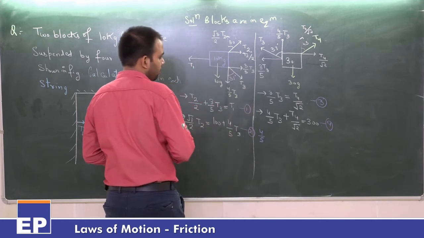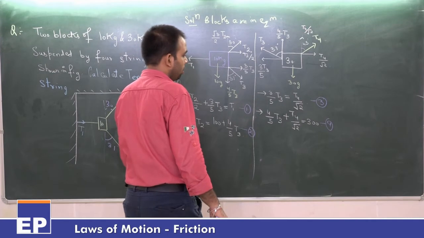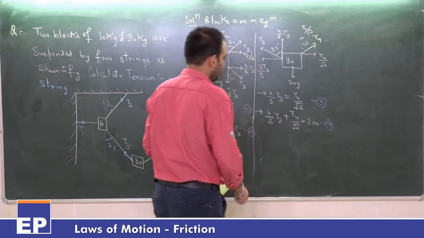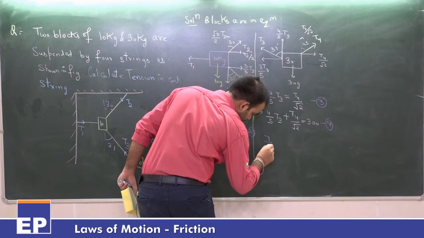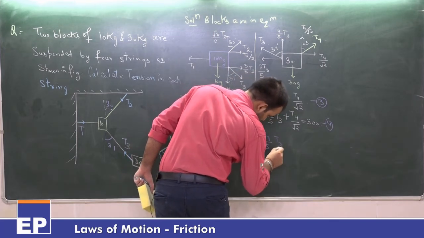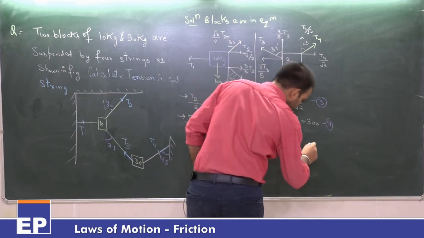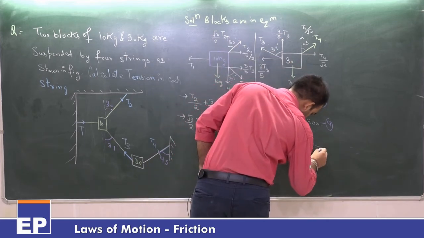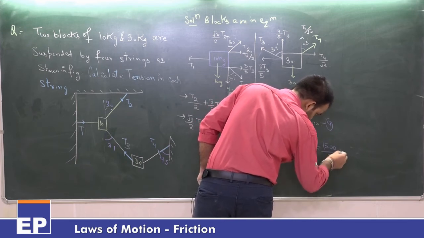What is the value of T3? या T4 by root 2 को देखो क्या है डायरेक्ट. T4 by root 2 is 3 by 5 T3. 3 by 5 T3 plus 4 by 5 T3, 7 by 5 T3, 300. So what is the value of T3? 1500 by 7.